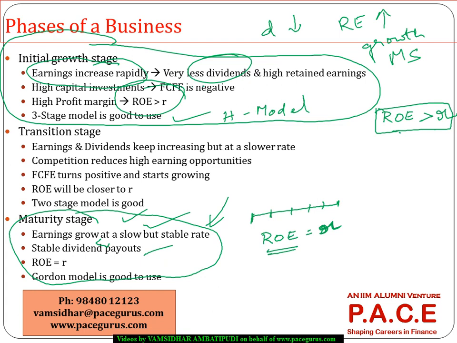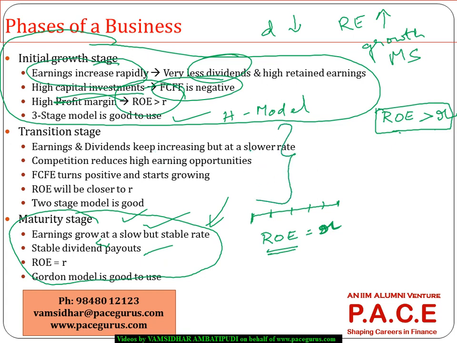Especially in the initial stages of the business, we see that the capital investments are very high, so free cash flow to the firm will generally be negative. So there is no point in using the free cash flow model there. It's better to go with the dividend based model itself, but in a 3-stage scenario.